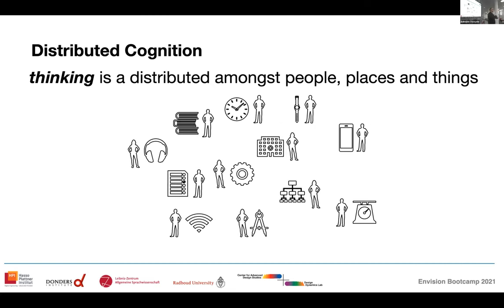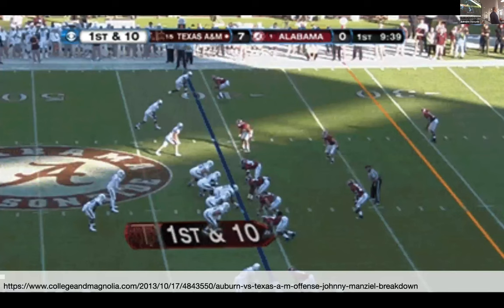Distributed cognition is thinking distributed amongst people, objects, et cetera. So it's actually broken up. And so our approach has been to go very radically towards extended cognition, embracing that, and distributed cognition in the same way that it happens here.